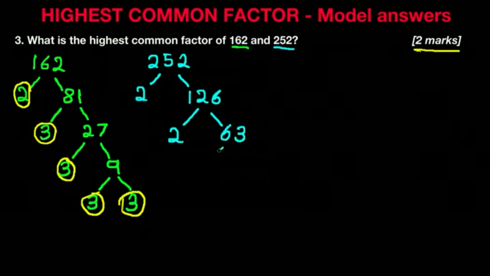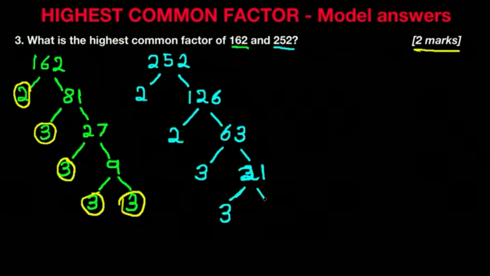Now 63 is an odd number. It cannot be divided by 2, but it can be divided by 3, which is the next prime number. So that becomes, oops, made a slight mistake there. It should be 21. And 21 is the multiples of 3 and 7. So these are the prime factors of the number 252.